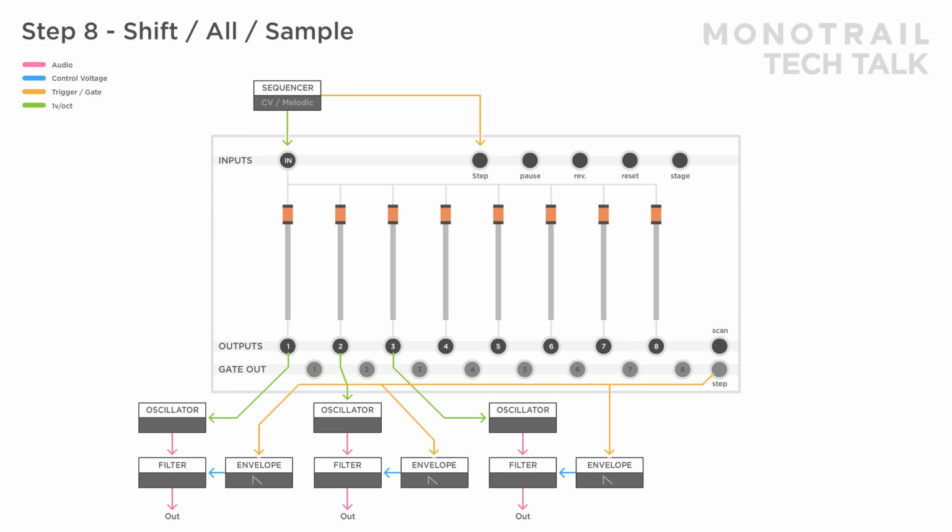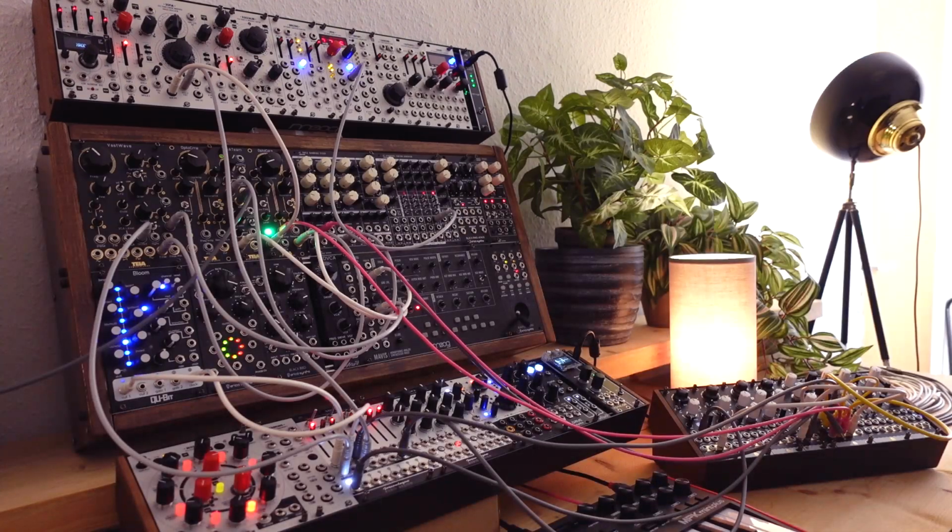The first voice receives the same sequence as the sequencer sends. The second voice receives that same sequence with 1 step delay, and the third sequence with 2 steps delay. Of course, you can tap the sequences from step 4 or 7, for example, to create longer delays.